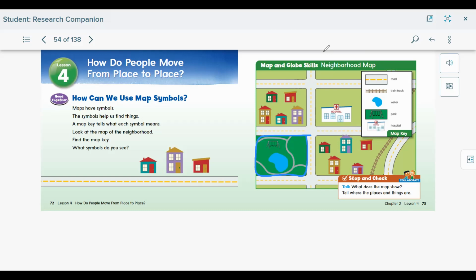All right, I see something right here. What do you think those are? Train tracks. That's correct. And let's look over here. What is this? That is where the hospital is located in this neighborhood. Good job.